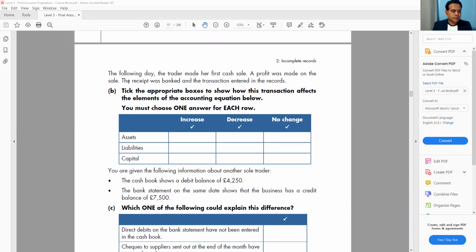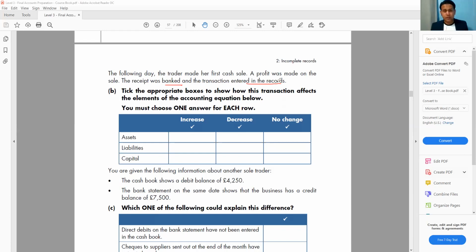It says, the following day, the trader made her first cash sale. A profit was made on the sale. So try to understand: the following day, the next day, the trader made her first sale. The businessman who makes a sale makes some profit. So what happened after that? This profit was made on the sale. The receipt was banked, and the transaction entered in the record. So what will happen to the accounting equation?